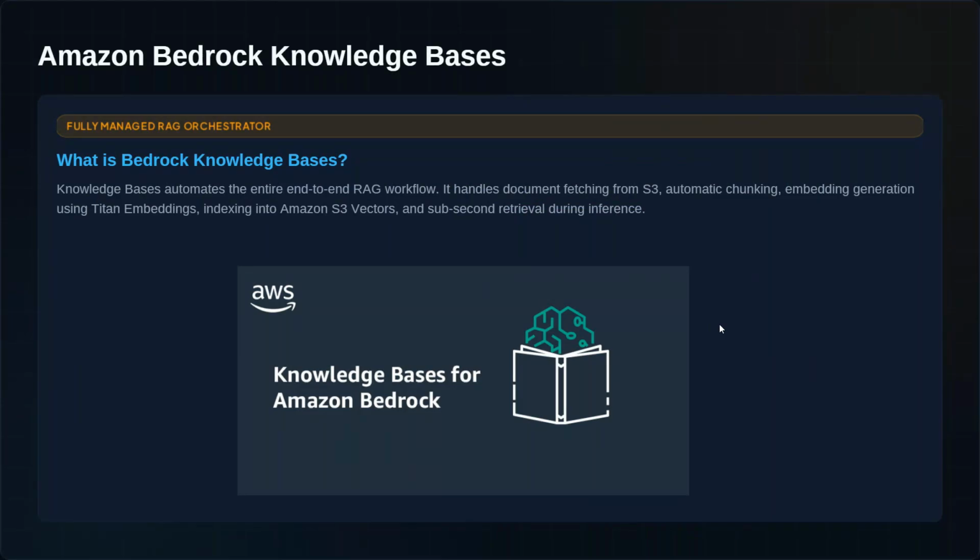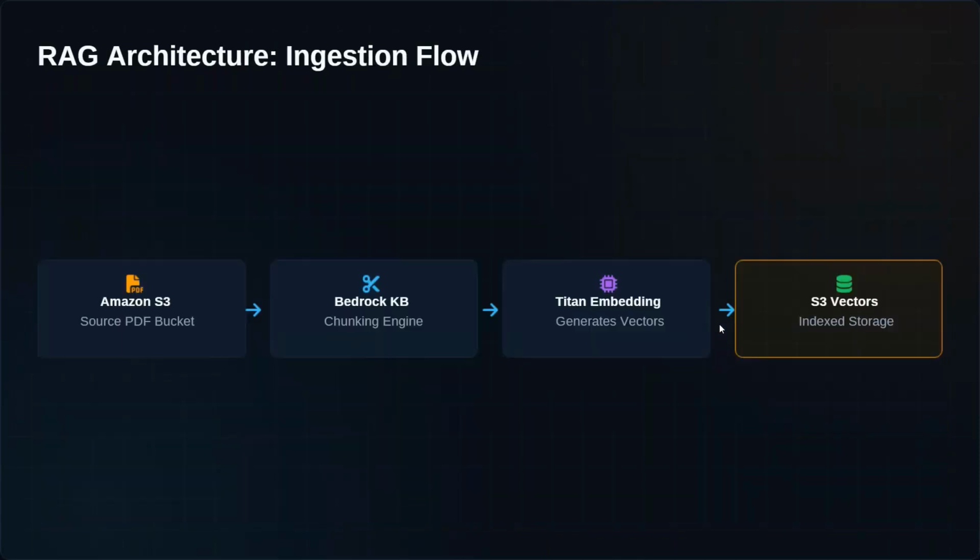It automatically fetches files from S3, parses them, splits them into optimal chunks, calls Amazon Titan Embeddings to generate vectors, and indexes those vectors into S3 Vectors. So when a user comes in, Knowledge Bases executes the vector search, fetches the matching documents, and passes them straight to your designated foundation model.